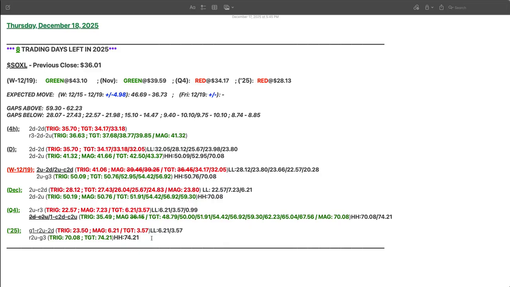So, that's what we've got here. Those are your triggers and targets for everything from a scalping perspective all the way up through the 1 year chart.